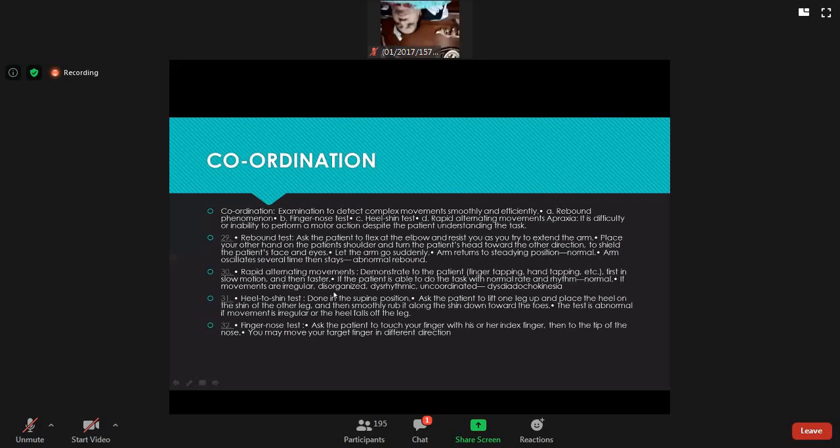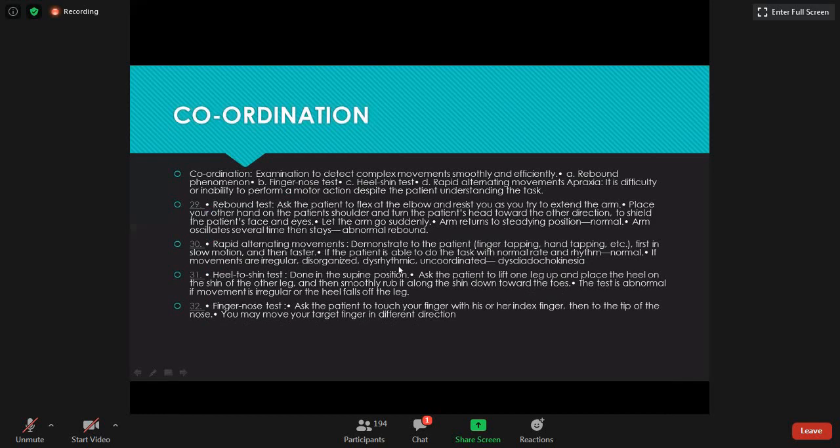So this coordination part will be taught to you in your cerebellar examination, but you must keep in mind and ask your examiner, sir or madam, shall I check the coordination as well and gait or not? If they ask you, then you have to do it.